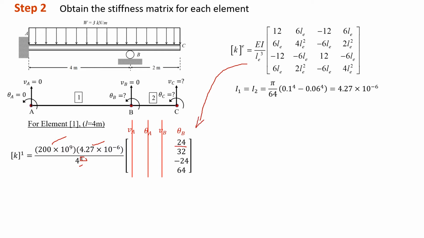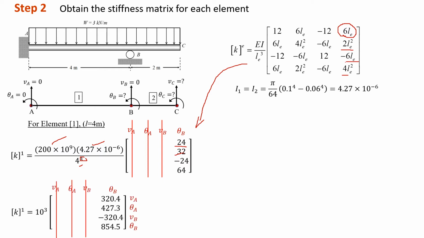For example, the first value 24 equals this equation, 6 times L. As our L is 4, the first value is 24, 6 times 4. The second value is 2 times L square. Our L is 4, so L square is 16, and 16 times 2 equals 32. That's how we obtain 32. And the rest of the values follow this equation. Then by expanding this equation, we obtain our K1 matrix.